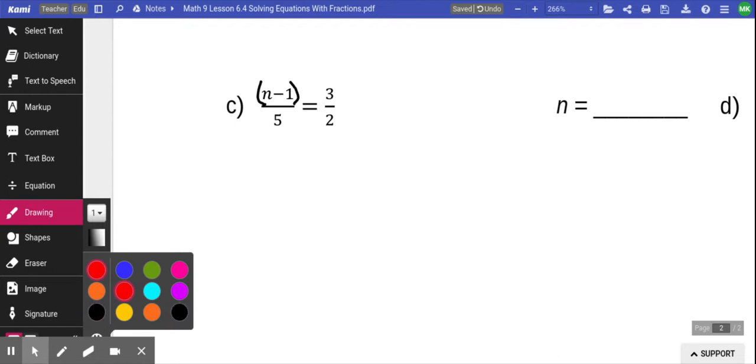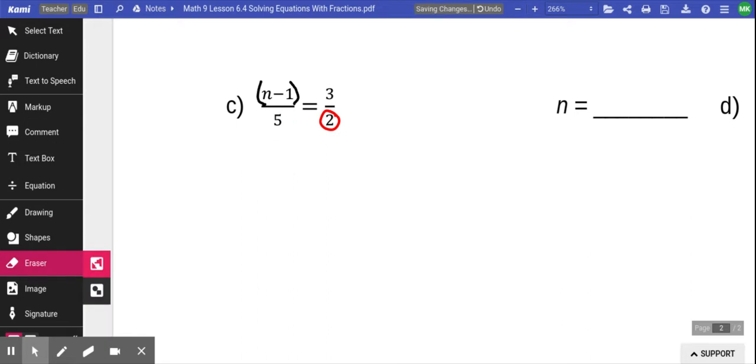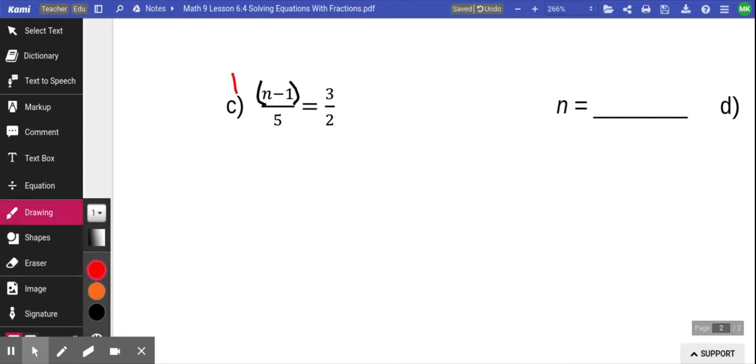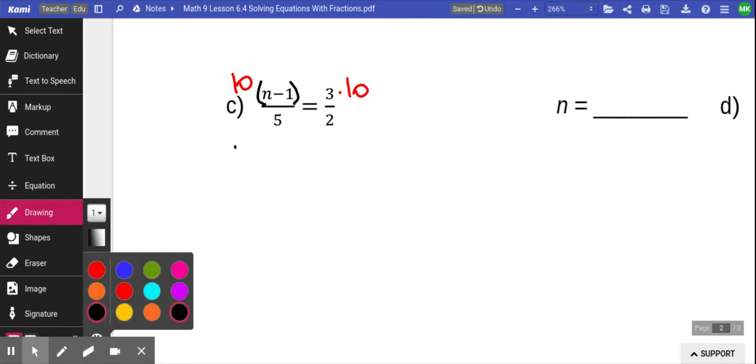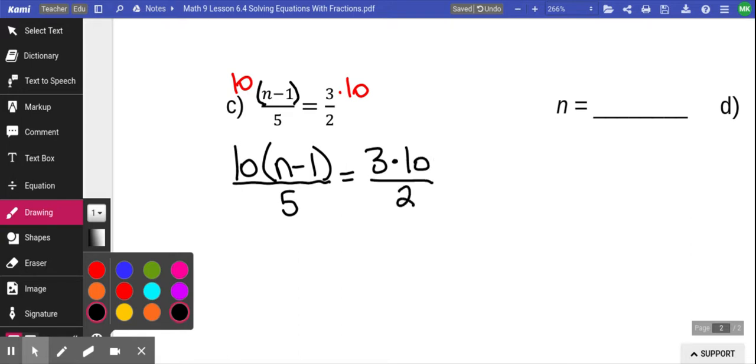Awesome. Now, if I wanted to get rid of the 5 and get rid of the 2 in the denominators, I'd have to find a number they both can divide into. They both can divide into 10. So that's what I'm going to multiply both sides by. This would give me 10 times the numerator of n minus 1 over 5 equals 3 times 10 over 2.